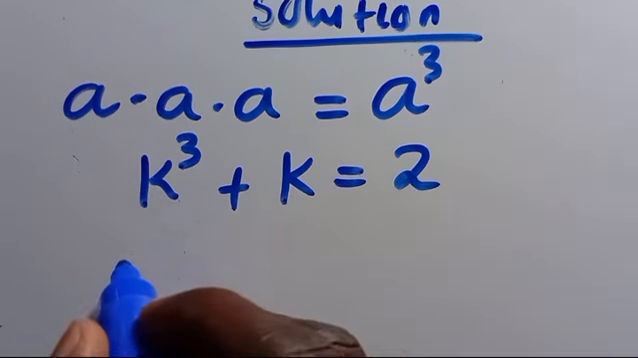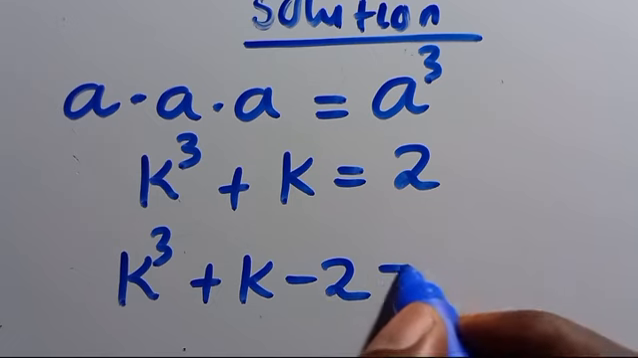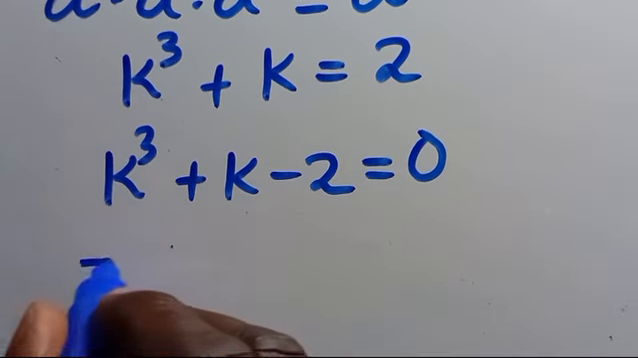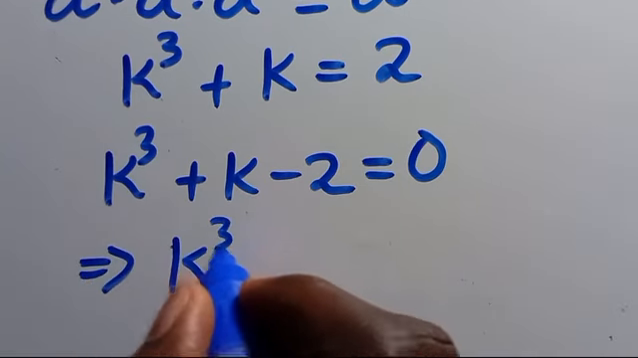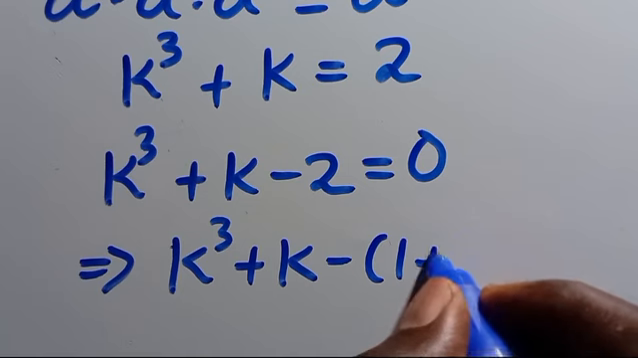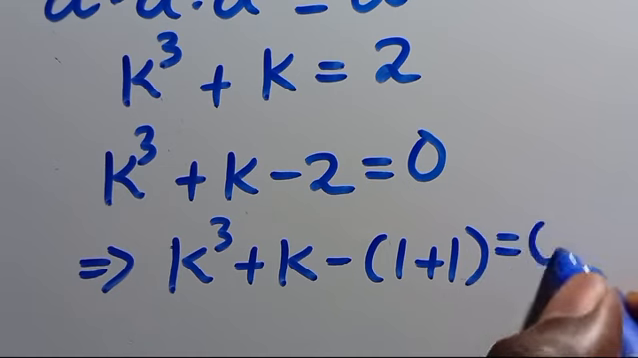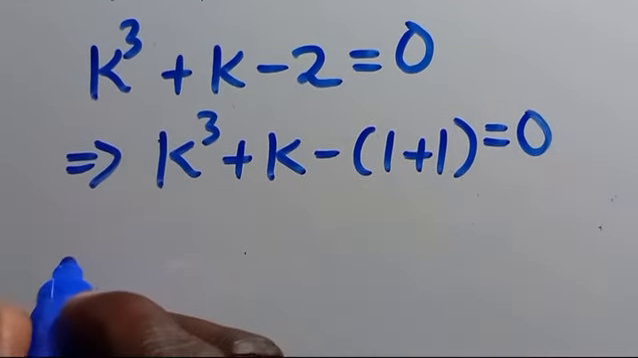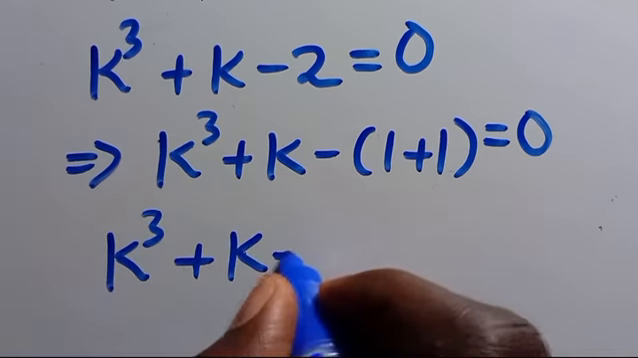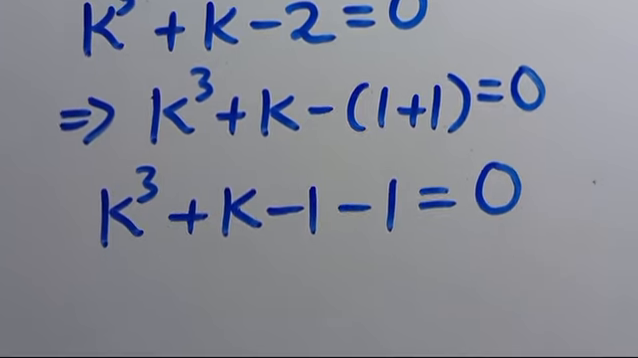So from here, let's take the 2 to the other side. So we have k to the power of 3 plus k minus 2 equals 0. Then from here, k to the power of 3 plus k, we can write the 2 as 1 plus 1, giving k to the power of 3 plus k minus 1 equals 0.